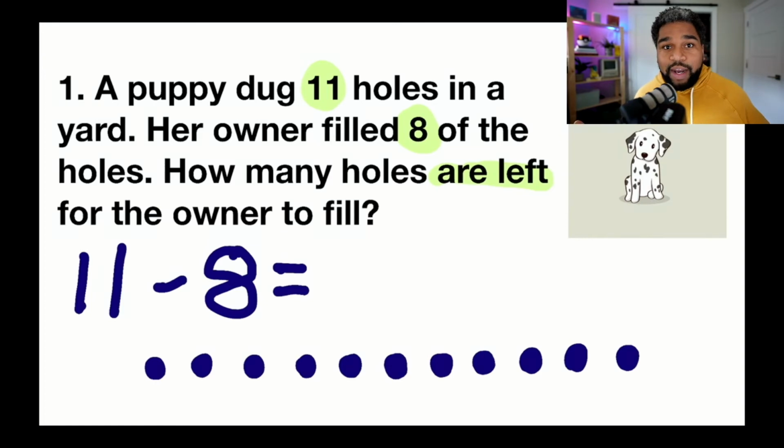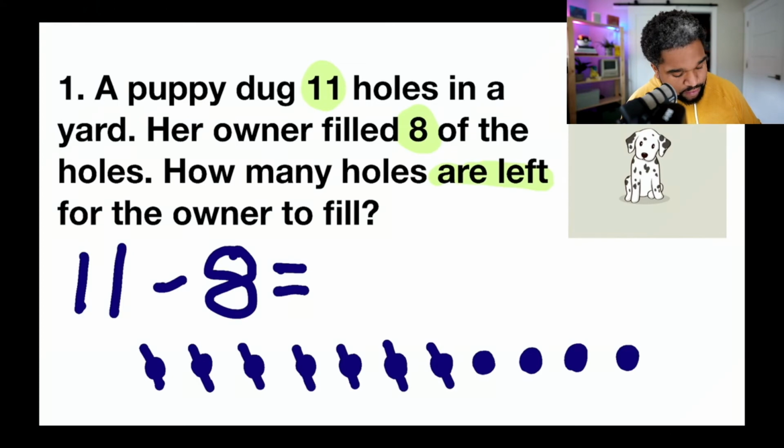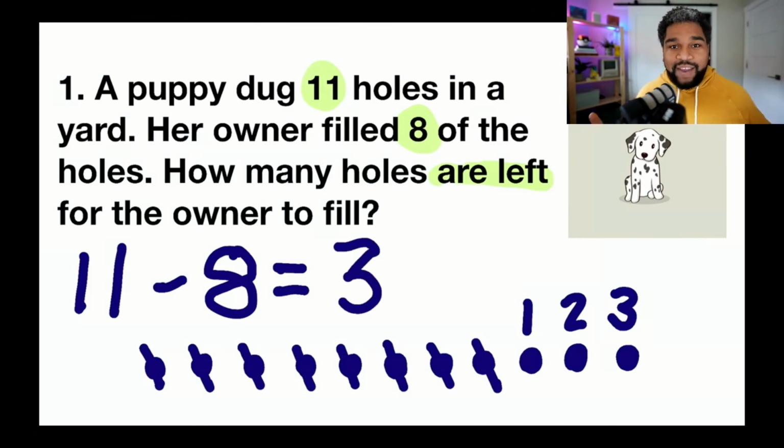Okay, now that I've got my 11 holes, I need to take away the 8 holes that the owner filled up. 1, 2, 3, 4, 5, 6, 7, 8. Now all I have to do is count what's left, and that should be my answer. 1, 2, 3. So the answer to 11 minus 8 equals 3. Fantastic. Okay, so it's as simple as that.